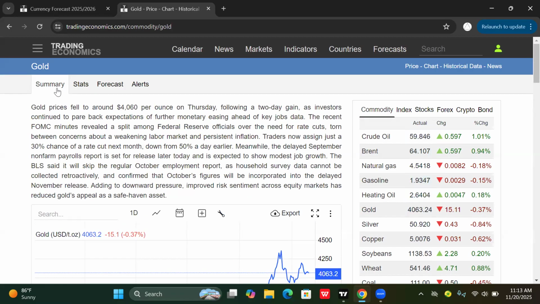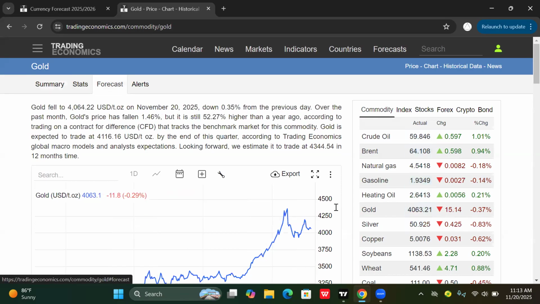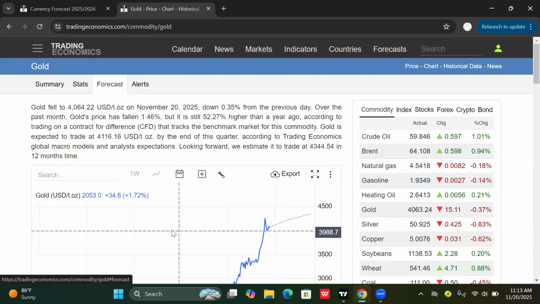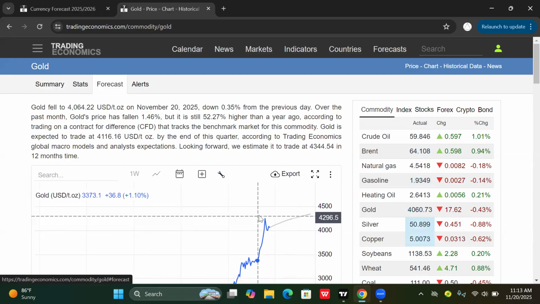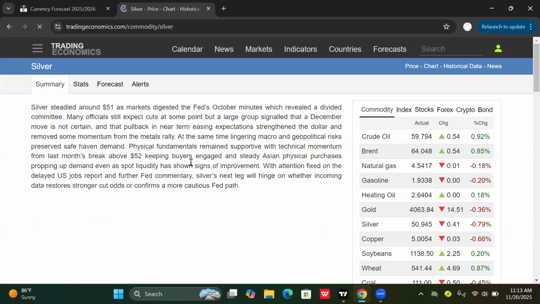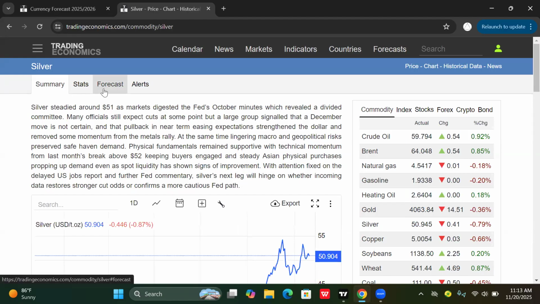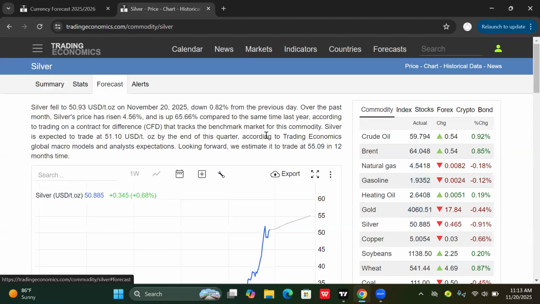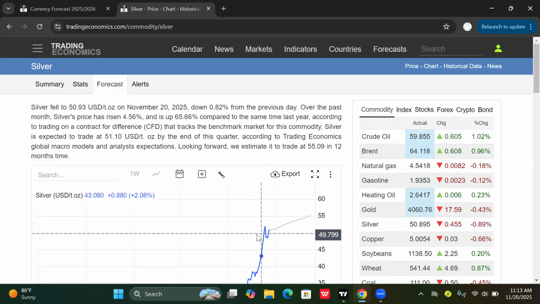So here we look at forecasts, and you see gold is still forecasted to rise. Looking at seasonality, it gives us more like the best time to be a buyer. Definitely, I don't want to be a seller on gold or silver. I want to be a buyer, right? Same things here as the ING Bank.